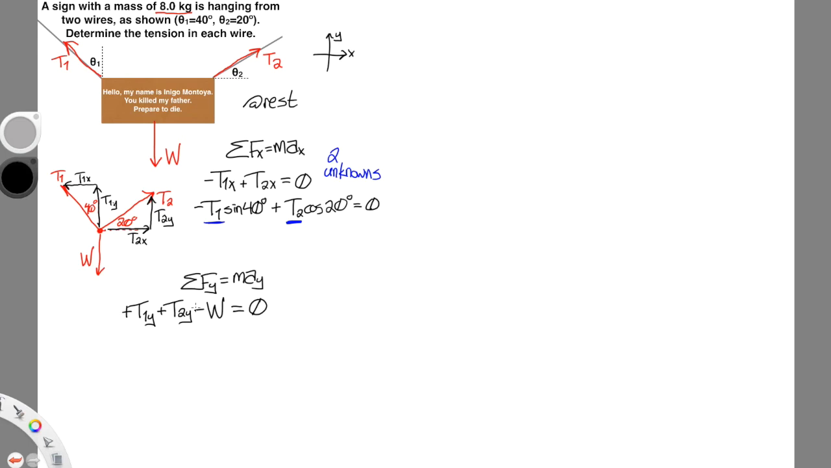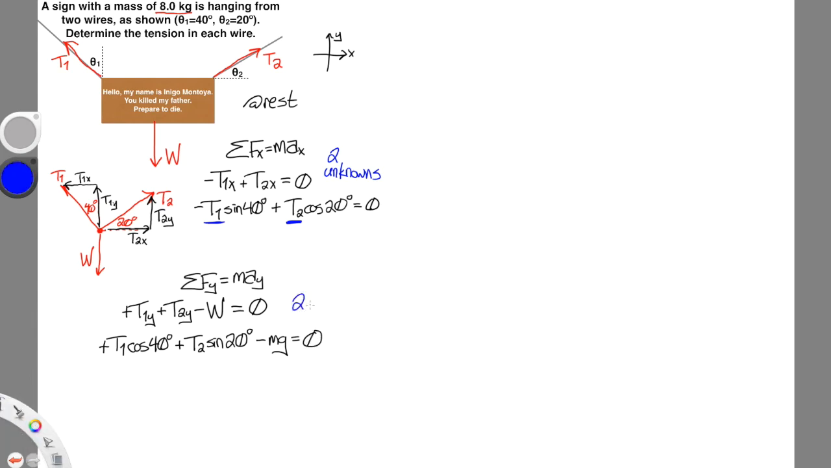Now we're ready for any sines and cosines and formulas we might need. The y component of tension 1 is the adjacent component, so that goes with the cosine of 40 degrees: T1 cosine 40. The y component of tension 2 is the opposite component to that 20 degrees, so we want positive T2 times the sine of 20 degrees, and then minus the weight, so minus mg, all equals 0.